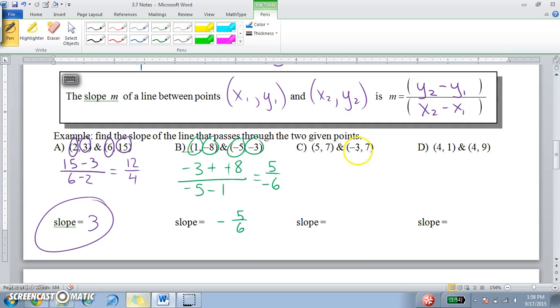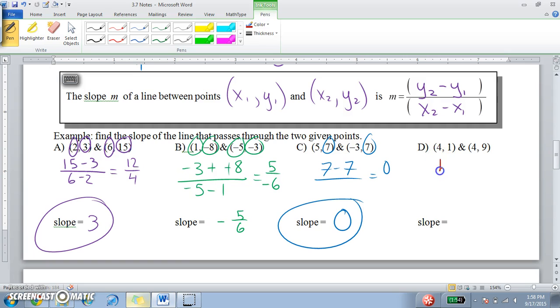5, 7, and negative 3, 7. So I have two y-coordinates, both of 7. So when I subtract the y-coordinates, 7 minus 7, that gives me 0. So it doesn't really matter what I get on the bottom, because the top is going to be 0, and 0 divided by anything is 0. So that's my slope.